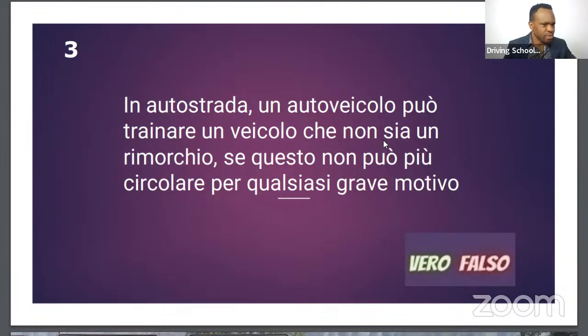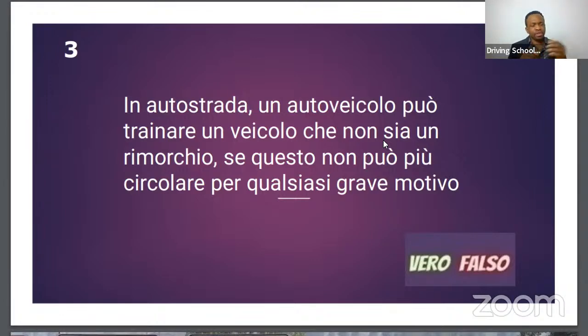I have Mr. Chigosi, who said falso. Lady JP said three vero. Sister Patrice said three vero, three falso. Sister Maka said three vero. Mr. Richard said three falso. Okay. Mr. Monday said three falso, Mr. Camara said three vero, and Mr. Gospower said three vero.